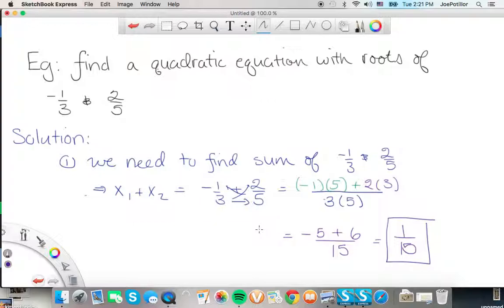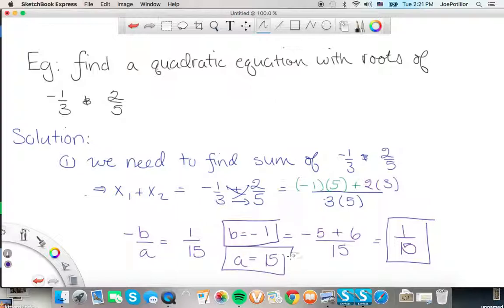And so recall with the sum, it's going to be -b divided by a is equal to 1 over 15. And so from this, I already know that b will equal -1. And I already know that a will equal 15. Okay. And now we need the last part of the puzzle, which will be the constant term, which we need the product of that for. Okay. Does everybody have that? Thumbs up? Okay. Awesome. Let's go back.